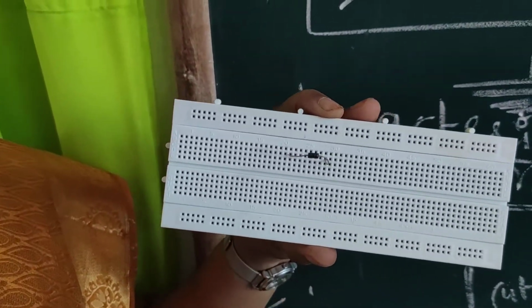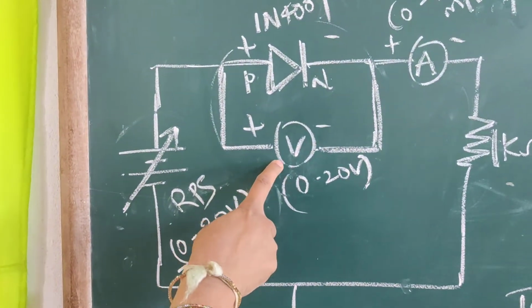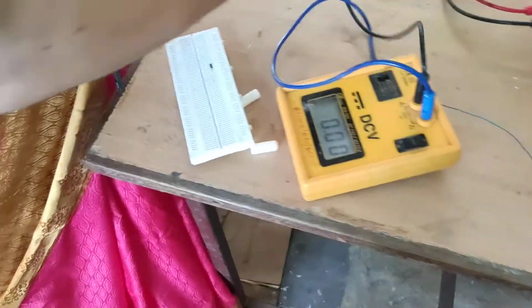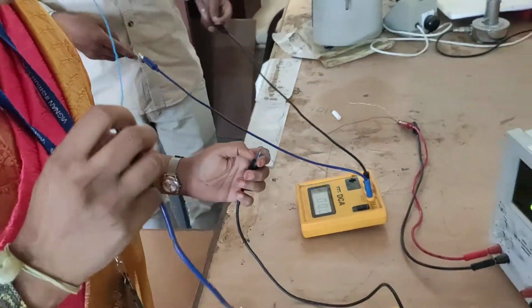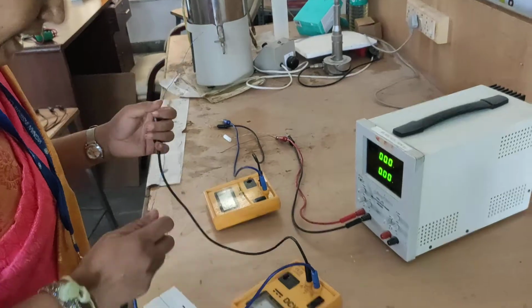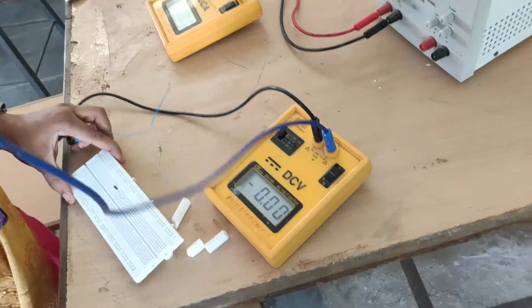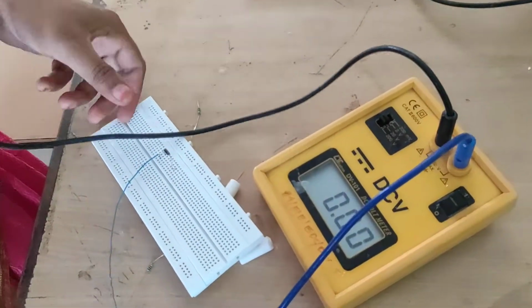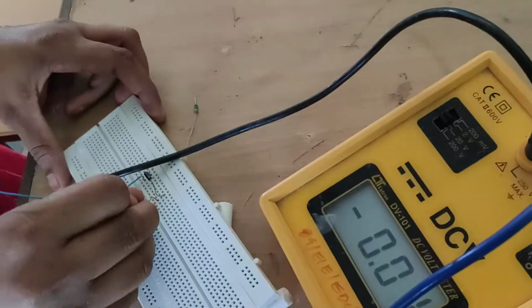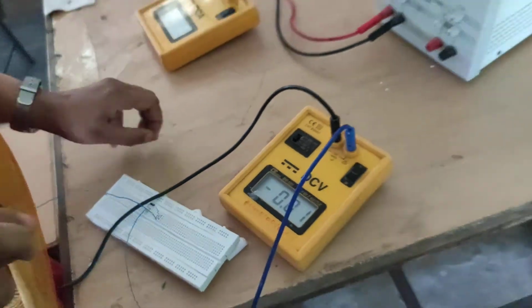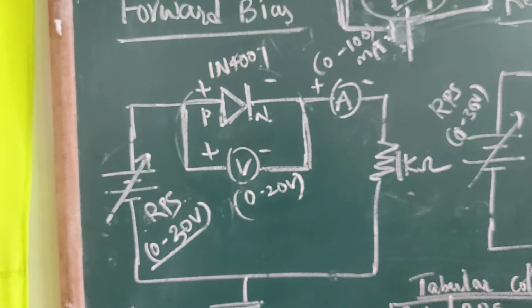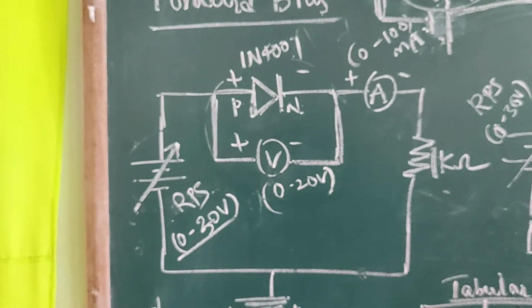After that we have the voltmeter. The voltmeter is connected in parallel to the PN junction diode. So here we are connecting, see here, the voltmeter. This blue color one shows the positive terminal and this one is the common terminal, the negative terminal. The positive terminal is connected to the positive terminal of the PN junction diode and the negative terminal is connected to the N terminal. Okay, after that we have the ammeter. The ammeter positive terminal is connected to the negative terminal of the diode and the negative terminal is connected to the resistor.